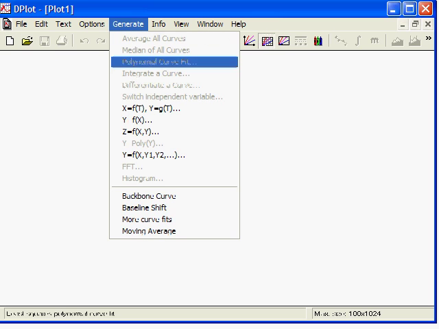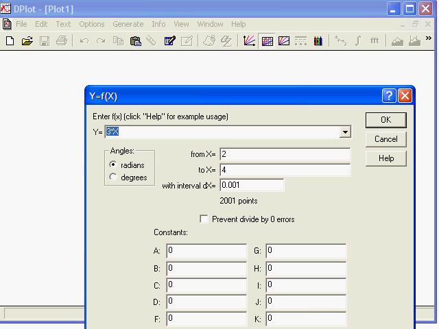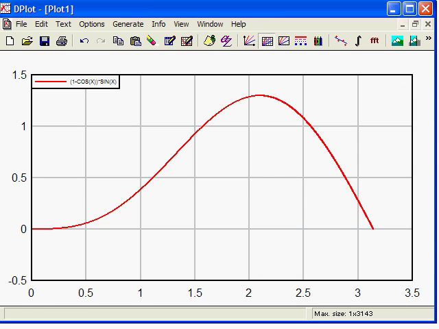Okay, so here's dplot again. I'm going to generate a function, and it's y equals (1 minus cosine of x) times the sine of x. And I want to go from 0 to pi. Most of these graphing routines know pi as pi. And here we go. All right, here's the x-axis.